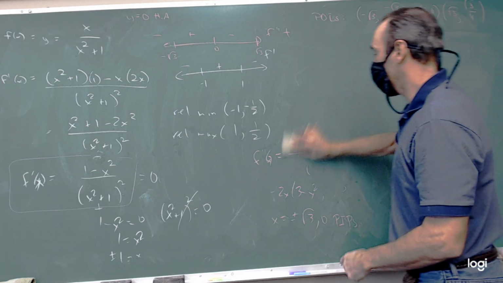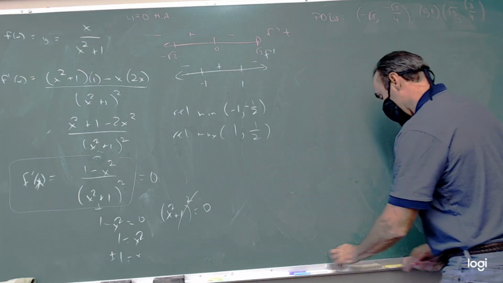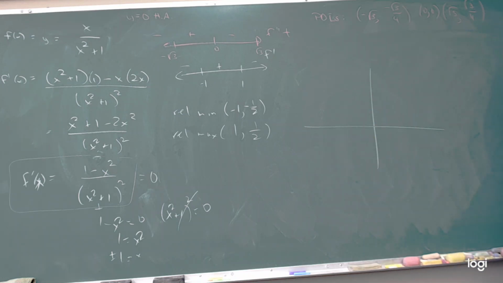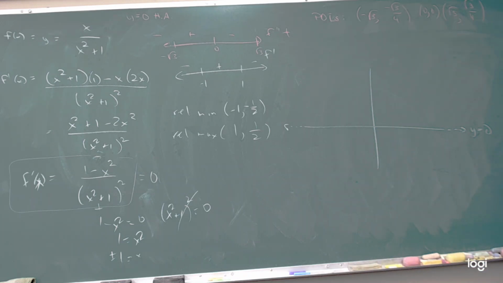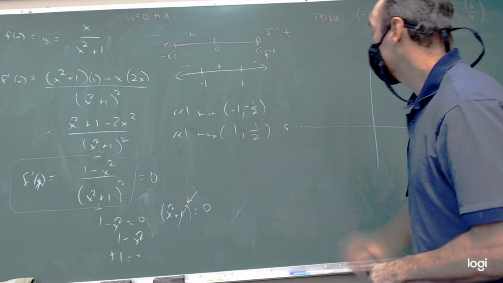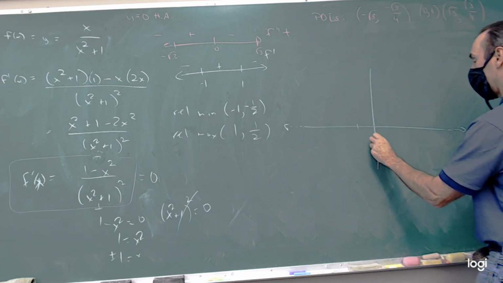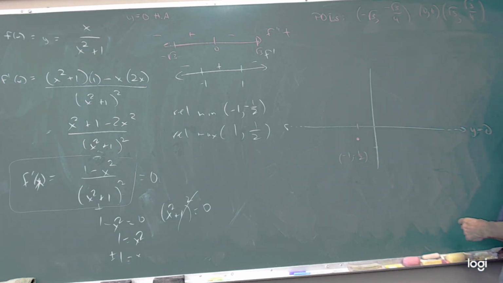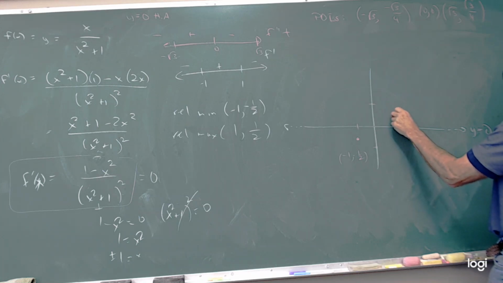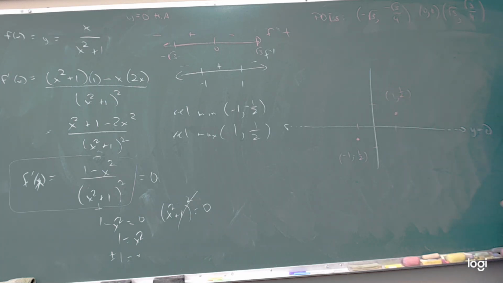You can start the drum roll now. We're ready to graph it. Let's remember we have a horizontal asymptote at y equals 0. That's easy to forget because that was a long time ago. Let's plot the points that we know. We have a relative min at -1, -1/2. That's going to be right there. And we have a relative max at +1, +1/2. We've got an inflection point at 0, 0.